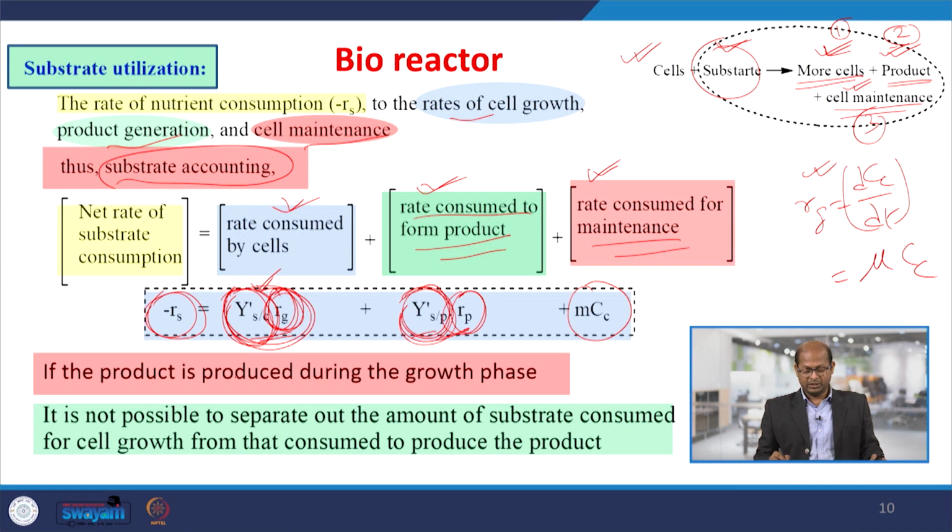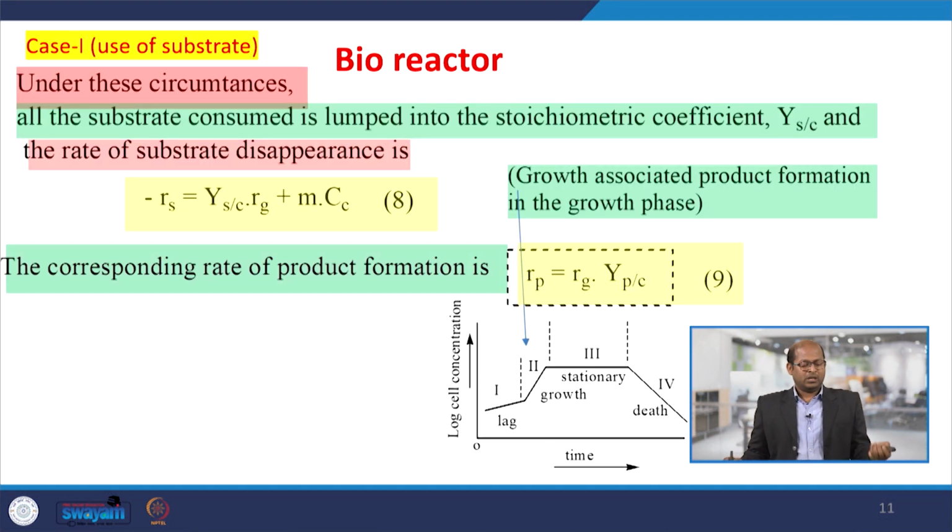So, if we sum up the three components, then we can find out the total rate of substrate consumption during the bioreaction. What components do we need? m Cc, Y'S/P into Rp, and Y'S/C into Rg. If we are able to know these components, then we can find the total substrate consumption for the reactions. Okay. So now we will discuss case 1 and case 2 here.